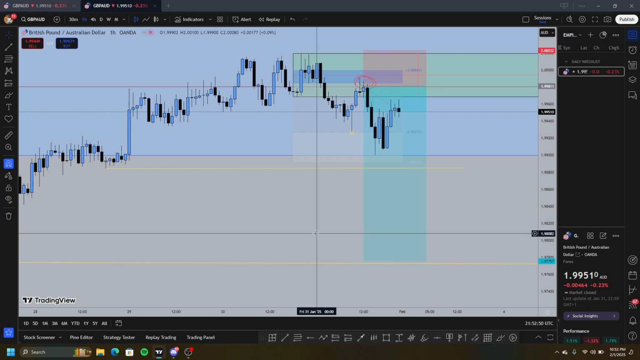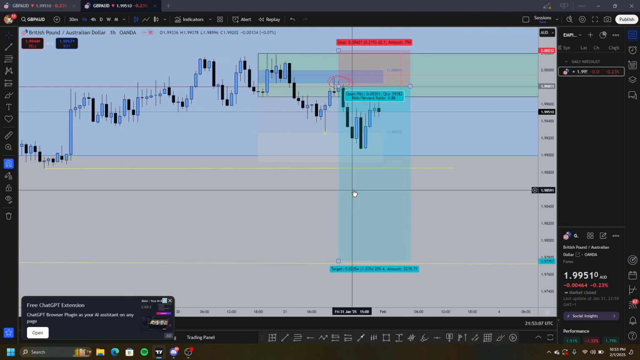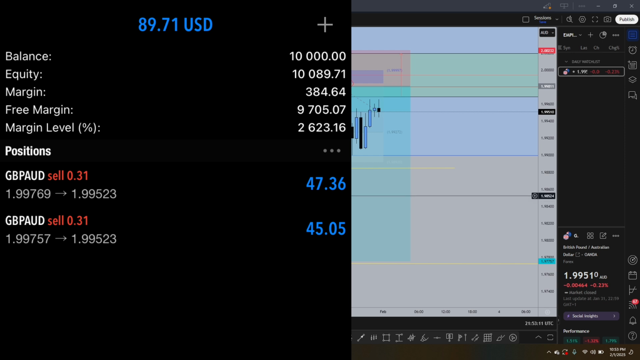Currently floating about $90 on this trade. I'll share that with you guys here.